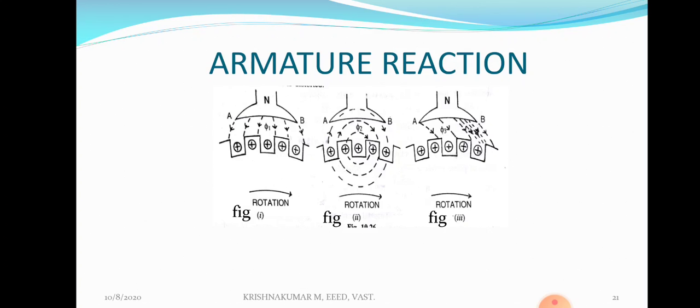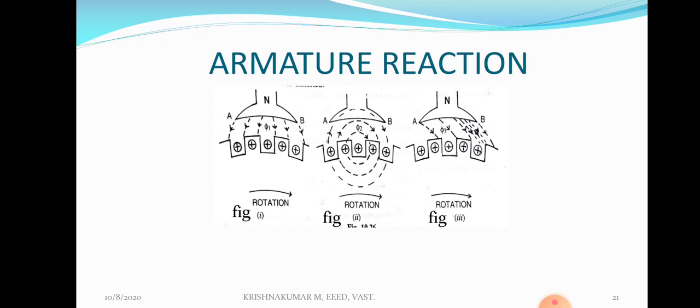So look at the figure. Figure 1, no load condition. Only main flux is there. Say a small armature current is there, so a small armature flux is there. Because this armature flux is very low, we can neglect it.